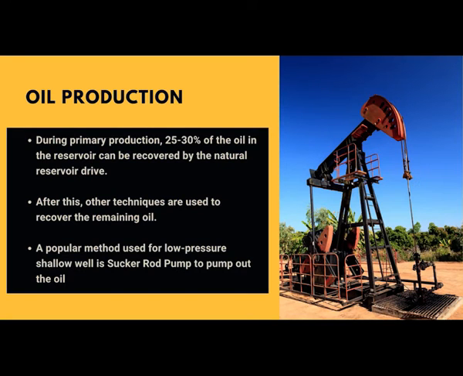For this, one important equipment used is the sucker rod pump. The popular method used for low pressure shallow wells is the sucker rod pump to pump out the oil. This is also known as a nodding donkey. Primarily here, the circulatory motion of a motor is converted into a vertical longitudinal movement through which the oil is taken out from the oil well. So even after you employ the sucker rod pump, after some time the oil production will start declining.